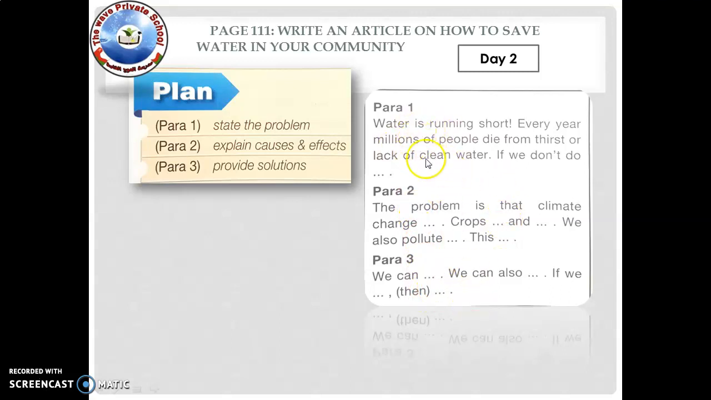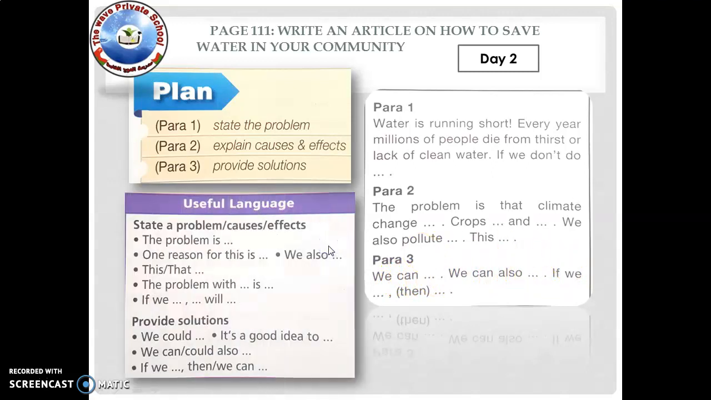This is just an example of how you're going to start. Like, water is running short. Every year, millions of people die from thirst or lack of clean water. If we don't do... so you can add your own ideas here. And then paragraph 2, the problem is that climate change, and so on and so forth. Now, paragraph 3, we can add your own ideas as well.